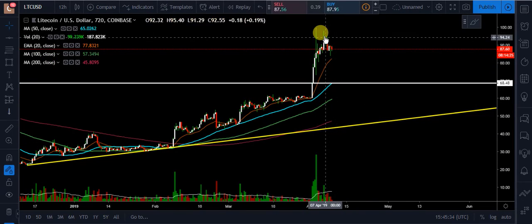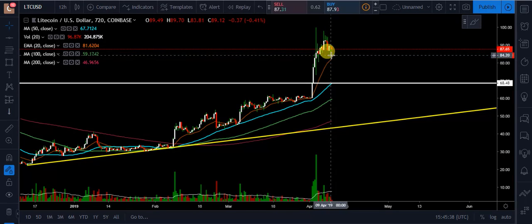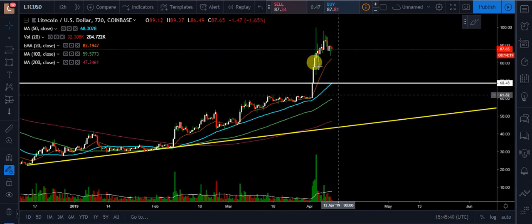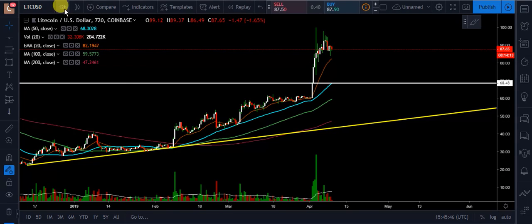So do you see all these wicks up here? That's rejection. You had doji candles up there. We had a little hammer that tried up here, but we're not getting follow through. So this is looking a little more bearish. It almost looks like one of those scallops. If you study scallops, pay attention to those.